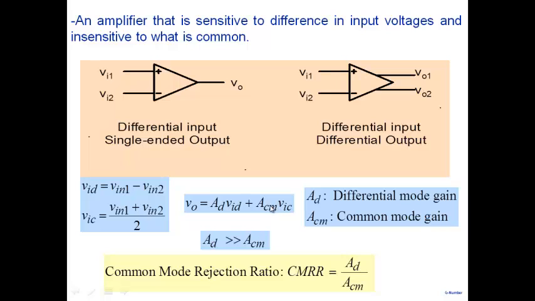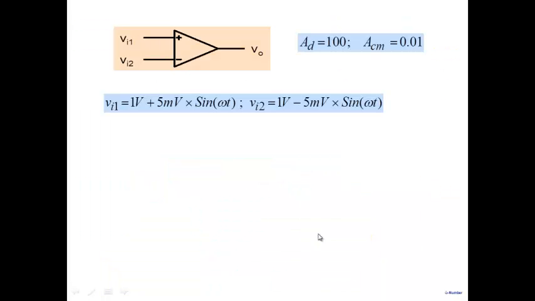If ACM is very, very small, then it's very efficient in rejecting the common mode signal and amplifying the differential mode signal. So the ratio characterizes the chief property of a differential amplifier, which is high differential gain, low common mode gain. Okay. So these are some basic definitions here.